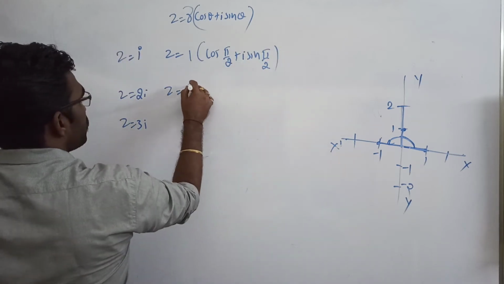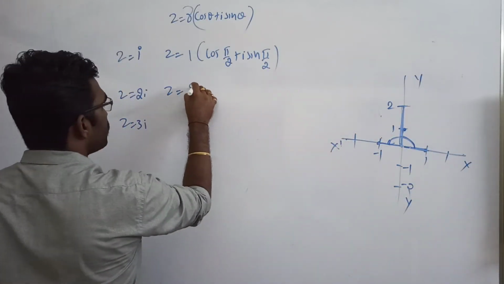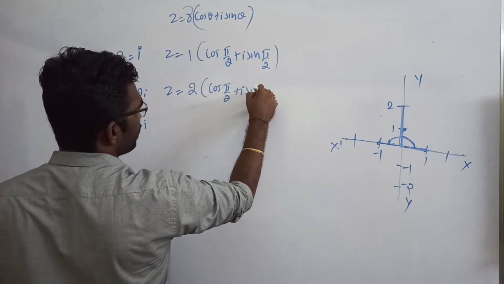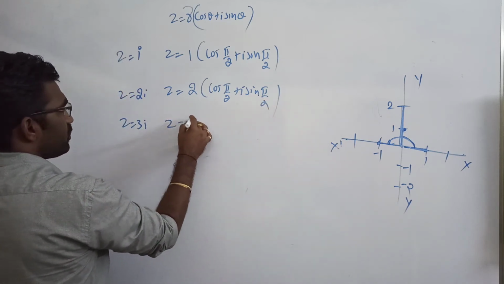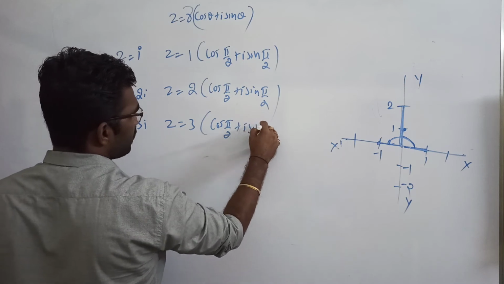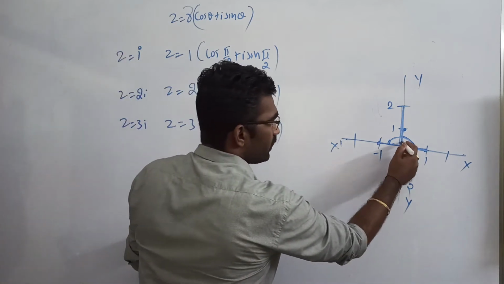Therefore, 2i means 2i here. So what is the distance? The distance is 2. Therefore what will you write? 2 into cos of pi by 2 plus i sin of pi by 2. Next is 3. z equals how much? 3 into cos of pi by 2 plus i sin of pi by 2. Okay, these are the positive imaginary numbers.